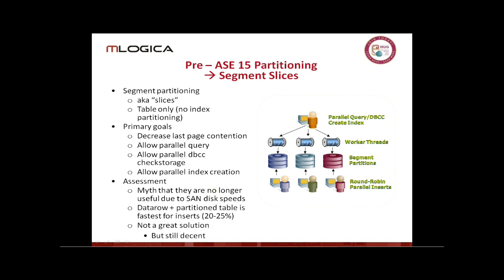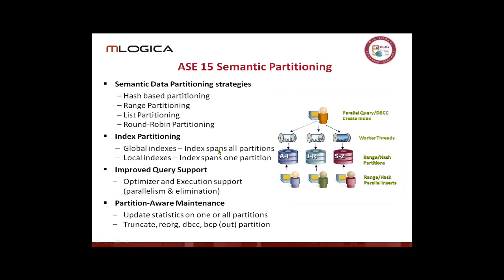significantly because you end up with that issue of, or the benefit of having multiple insertion points. Now, with the advent of 15 in the semantic partitioning, what ends up happening is we can get a lot more specific about where things go. So we can say that first partition gets A through I, the second partition gets J through R, the third partition gets S through Z. What does that do for us?